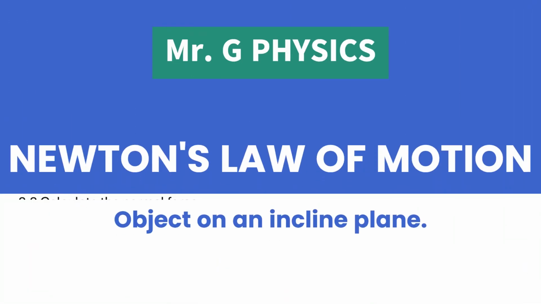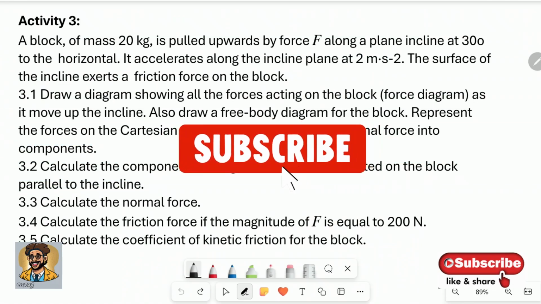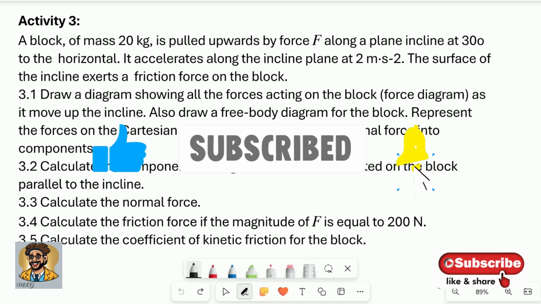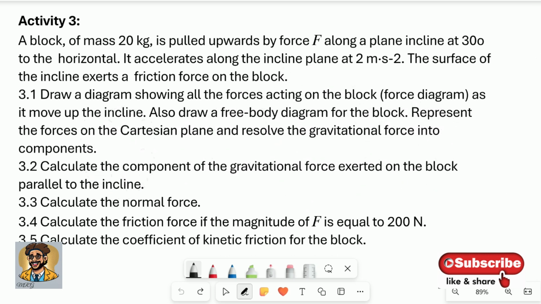So let's look at the question. The question says a block of 20 kilograms is pulled upwards by a force F along a plane inclined 30 degrees to the horizontal. This one is a degree here, right? Not 300, it's 30 degrees to the horizontal. It accelerates along the inclined plane at 2 meters per second square.